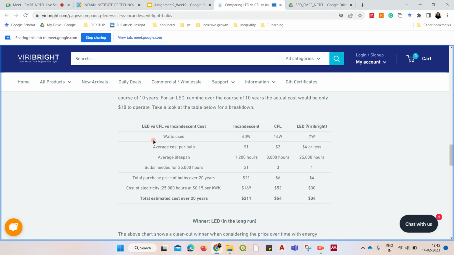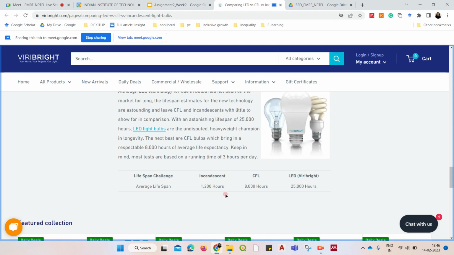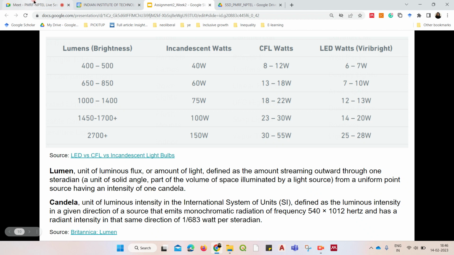Then again it has similar calculations like the average cost of one bulb, and what its average lifespan is, and how many bulbs you'll need for that many hours. So based on each bulb's lifespan, they have calculated how many bulbs you'll need. They have done an estimation of over 20 years how much each type of bulb will cost you. Similarly, using this information, you can make calculations for yourself as well. So if you want to see more, you can visit this website and see further.